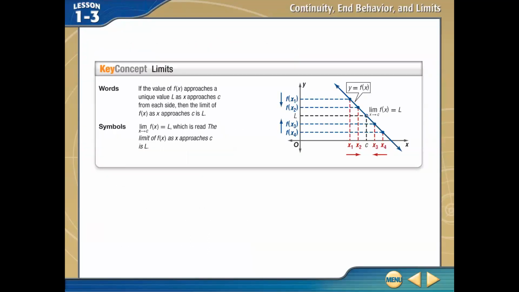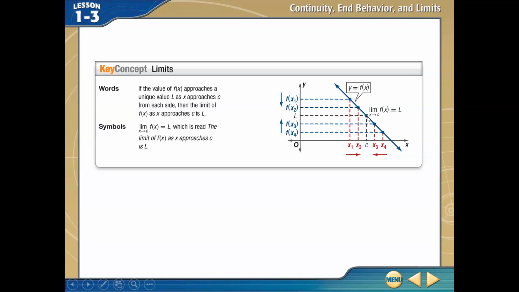So for limits, what we have here, the words: if the value f of x approaches a unique value L as x approaches C from each side, then the limit of f of x as x approaches C is L. You can see how it's described here. It's saying the limit of f of x as x approaches C is equal to L. So here's our value of C. You can see that they started at x1 and they move closer, and then they go to x2 and they move closer again.